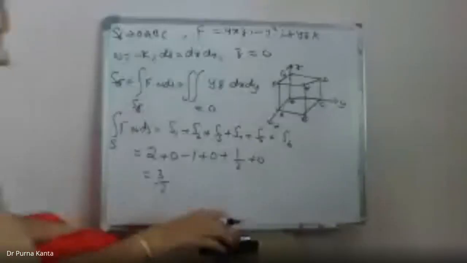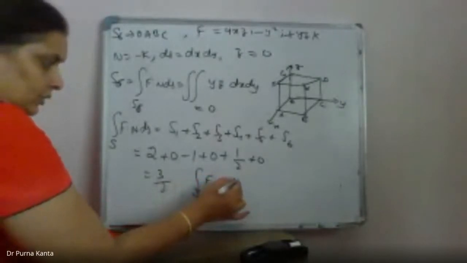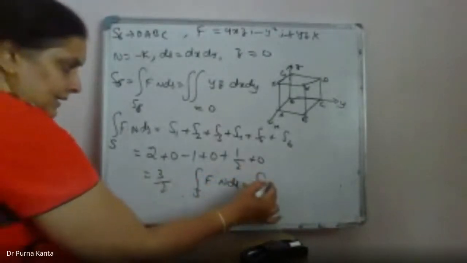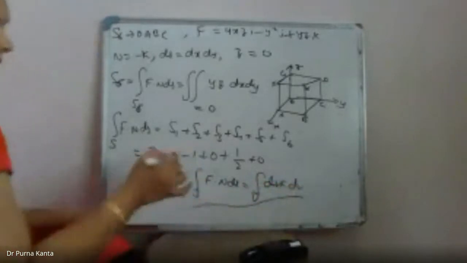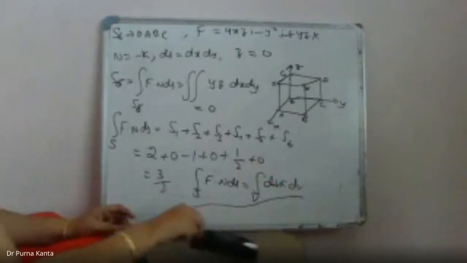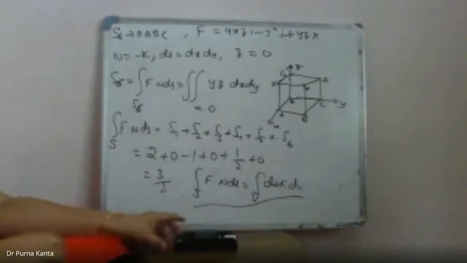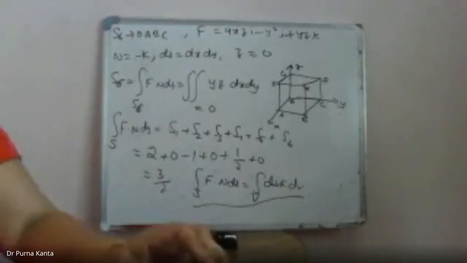So we have calculated the volume integral and we have calculated the surface integral. We have shown that the integral over S of f dot n ds is equal to the integral over V of divergence of f dv. Hence, Gauss divergence theorem is verified. One of the most important and most repeated problems in the exam.